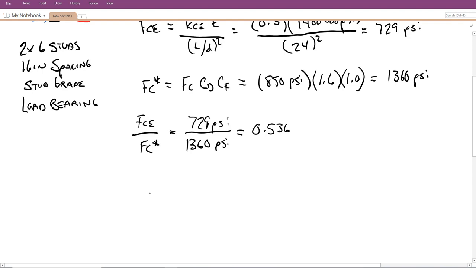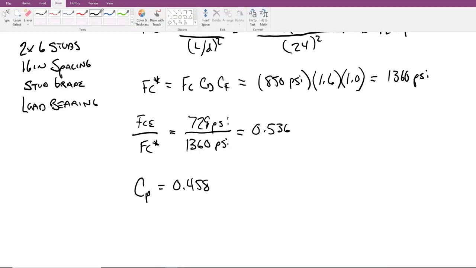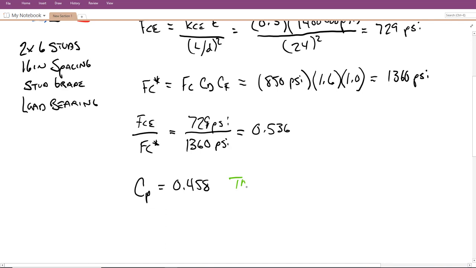0.53 and 0.54. Make sure we stayed in the sawn lumber category, and we discover that the stability factor for this column is 0.458. And we'll just make a quick note here that this comes from table 9.3 for F sub CE over F sub C star equals 0.536 and sawn lumber.